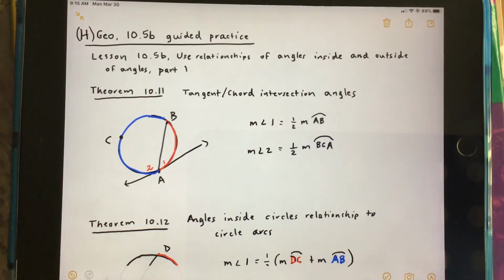Geometry classes, Honors Geometry and College Prep. We're going to take a look at guided practice for lesson 10.5b. We'll learn some new theorems about circles and how they can be used to answer questions about angles.